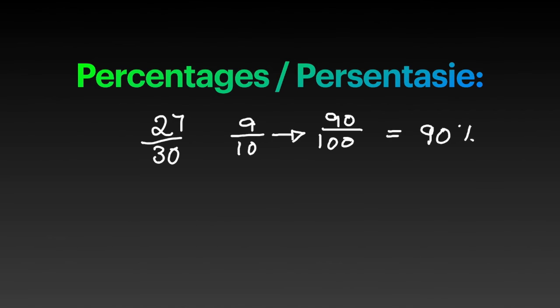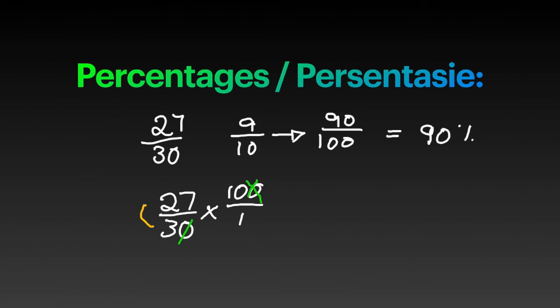Ma'am, that was too quick, that's too fast, I don't understand. Juffrou, wat het juffrou gedoen? Kom ek wys jou. 27 oor 30 maal met 100 oor 1. 30 het 'n 10. So 10 gaan in 30 in 3 keer en 10 gaan in 100 in 10 keer. So 3 gaan in 27.